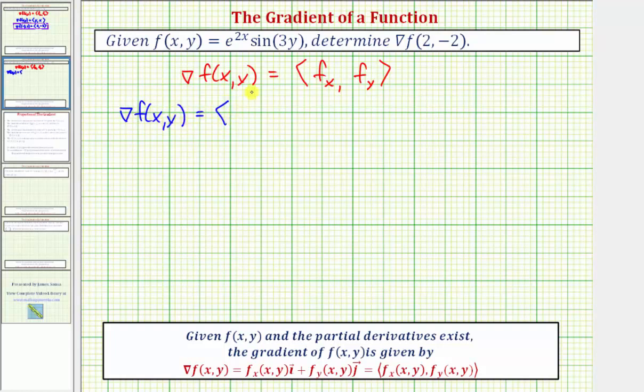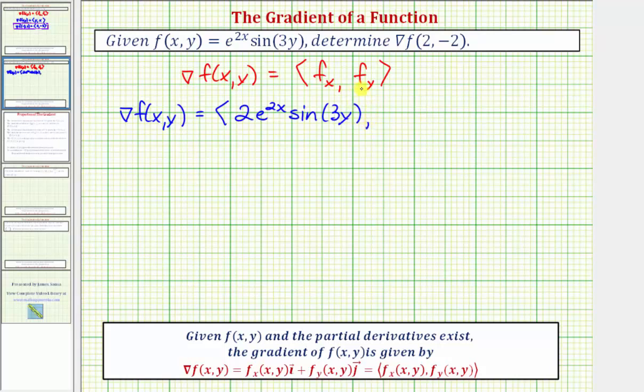would have an x component of, we want to differentiate e raised to the power of 2x sine 3y with respect to x, treating y as a constant. And because the derivative of e to the 2x with respect to x would be e to the 2x times 2, the partial with respect to x is going to be 2 e to the 2x times sine 3y.